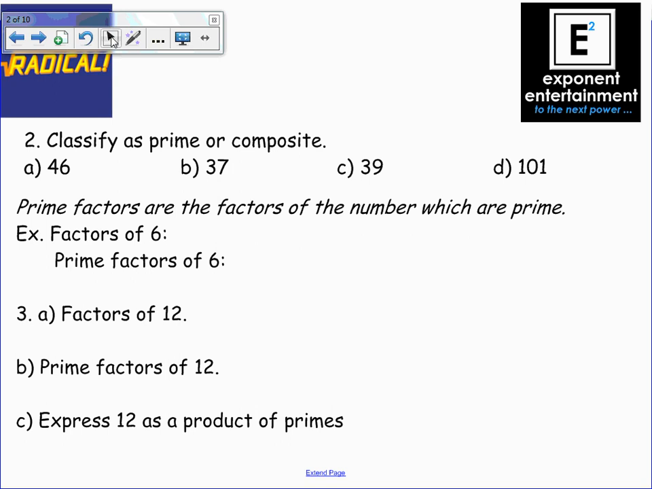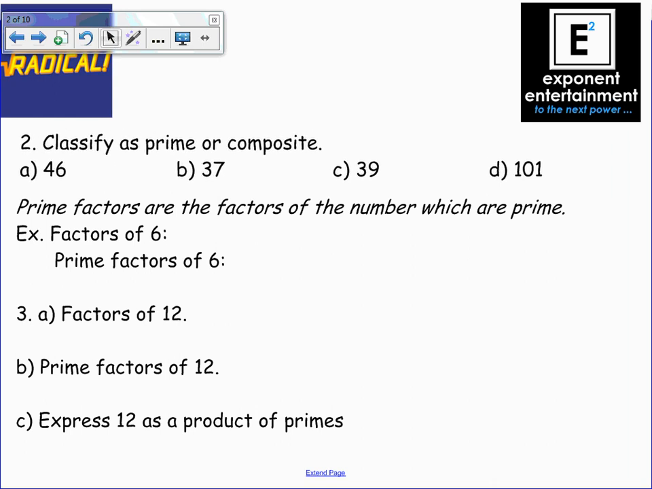46 is a prime? Why is it composite? You can divide numbers into it. What's the number you can divide into 46? 23. Yeah, 23 is divisible into it two times. So what does that probably give us a hint? All even numbers are going to be composite, right? Except for the number 2, because everything else is divisible by 2, right?